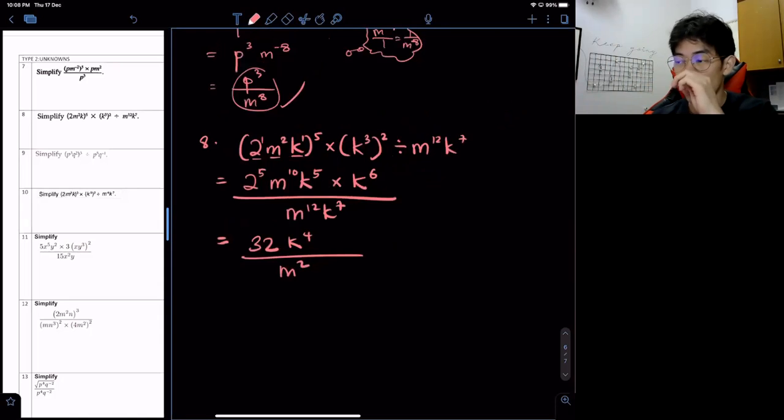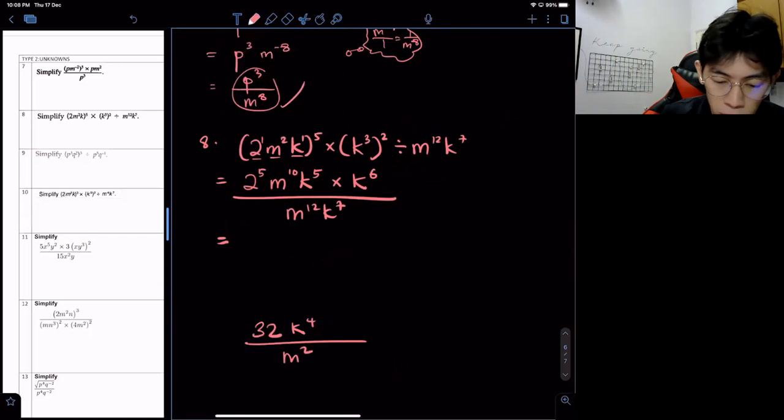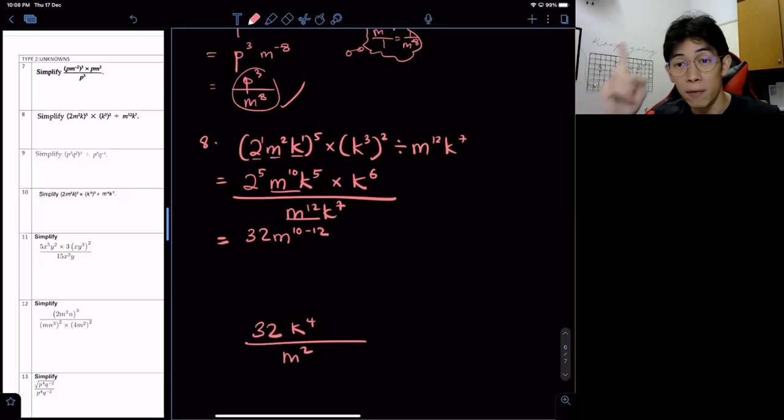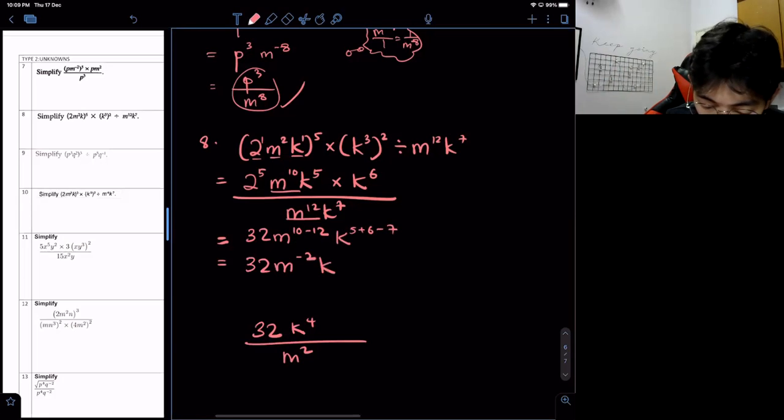But some teachers might say that this working is too short. So if your teacher doesn't allow this, then what are you going to do? Okay, let me take it away. You got the same answer now. In case your teacher wants perfect workings out, you have to put m power 10 minus 12. Can you see that? M and m, you compare it. Hayden, perfect. And k power 5 plus 6 minus 7. So you're going to get m power negative 2, and then k power 4.